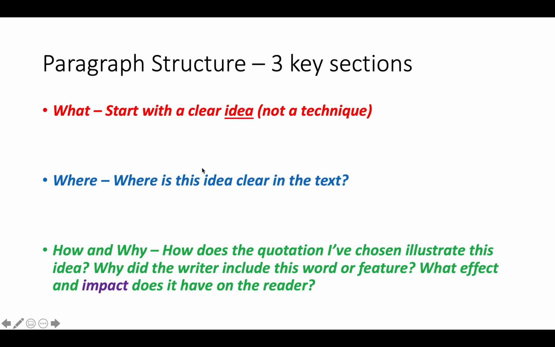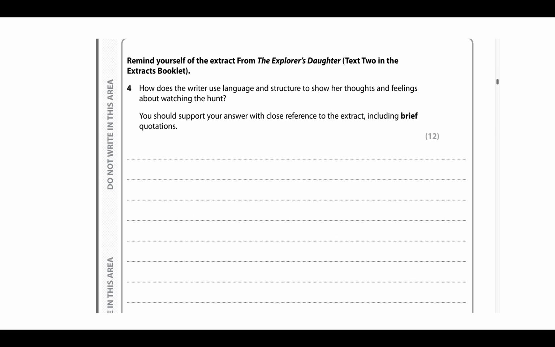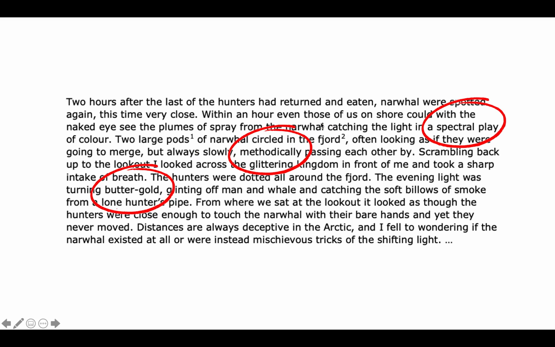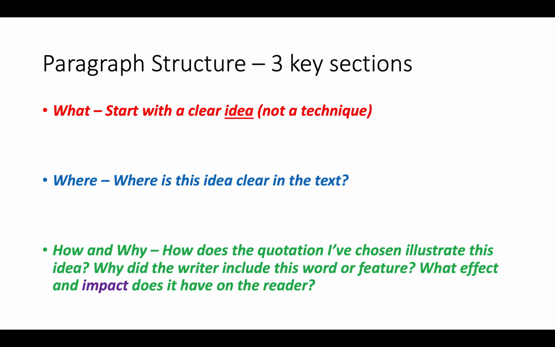Okay, the examiner's going to be asking you, because obviously the question is thoughts and feelings, use quotations. They're going to be asking you in their head, all right, prove it. Where does the writer show admiration for the narwhal, for the animals? Where is this idea clear in the text? Give me a quotation. The use of the word methodically, and then why. How does that word methodically prove she admires them? Why did she use that word methodically? So do you see how those 2 questions, I'm using them in my head to come up with my analysis? So how does methodically prove her admiration? How does butter gold prove her admiration? But why that word specifically? What effect and impact does it have on the reader?